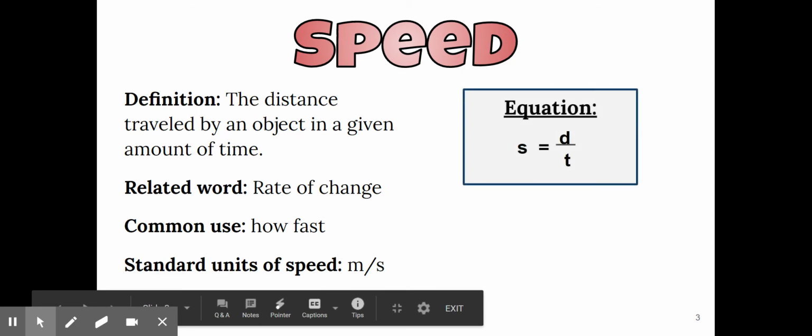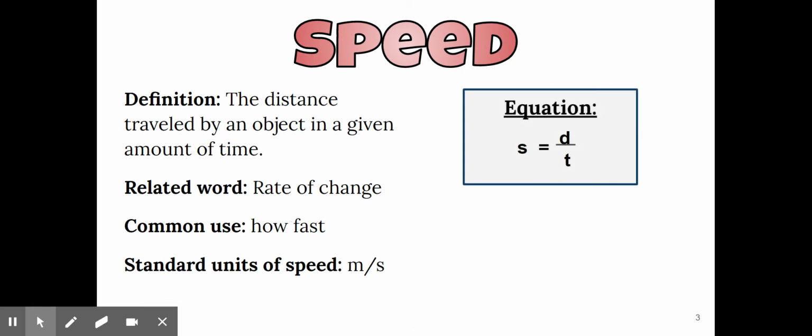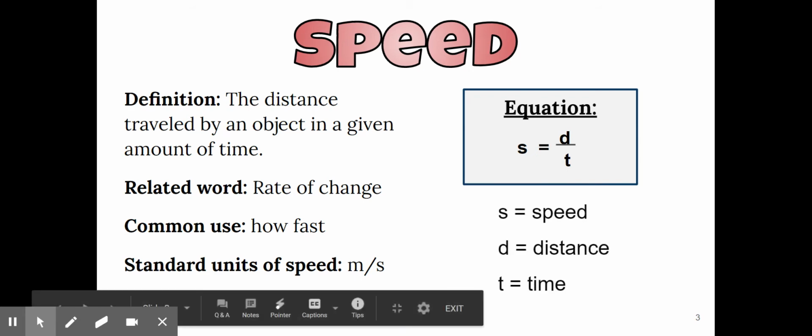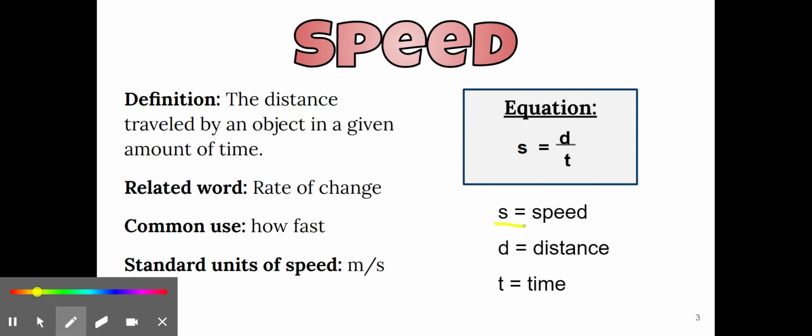Our equation for speed is equal to distance divided by time. So it's a really simple equation. It's a lot like density is equal to mass over volume. It's the same kind of idea that speed is equal to distance over time. And again, speed equals distance divided by time.